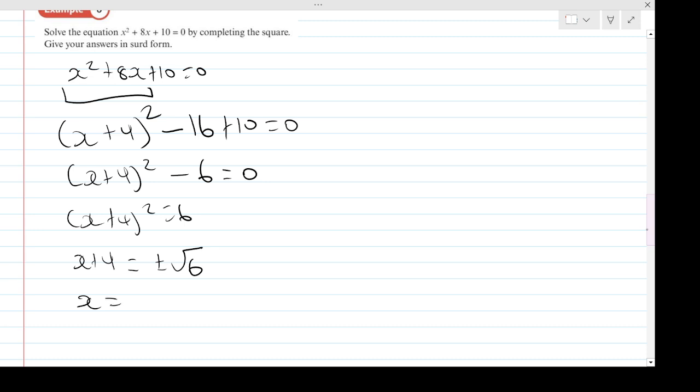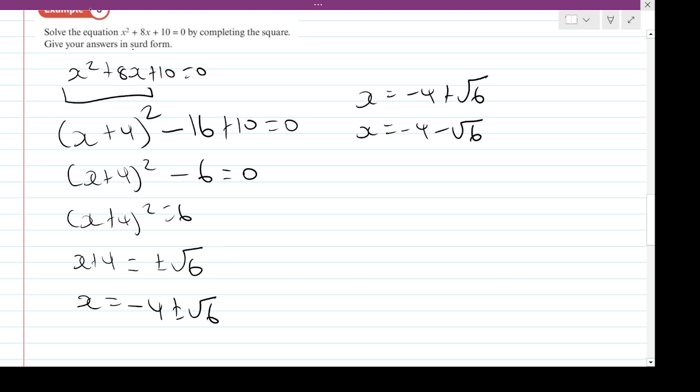So subtract 4, so then x is minus 4 plus or minus root 6. So our two solutions are x is minus 4 plus root 6 and x is minus 4 minus root 6. And there we are. It asks us to give it in surd form, so don't convert to decimal. This is surd form, okay?